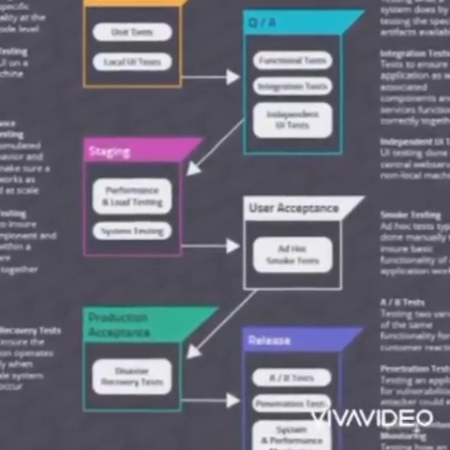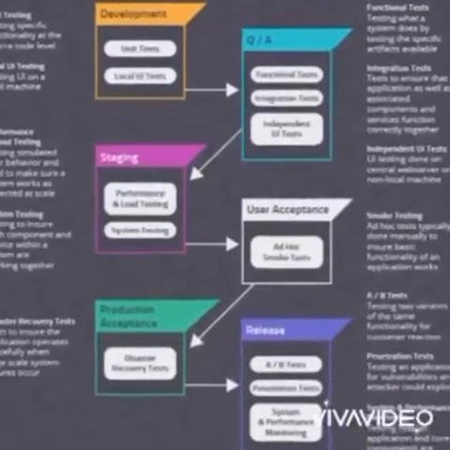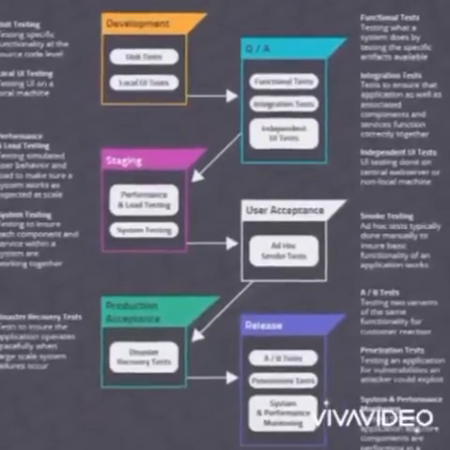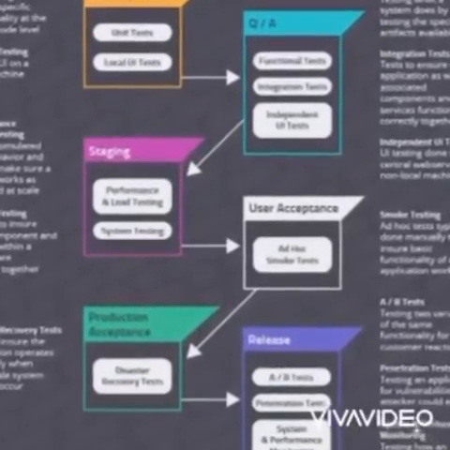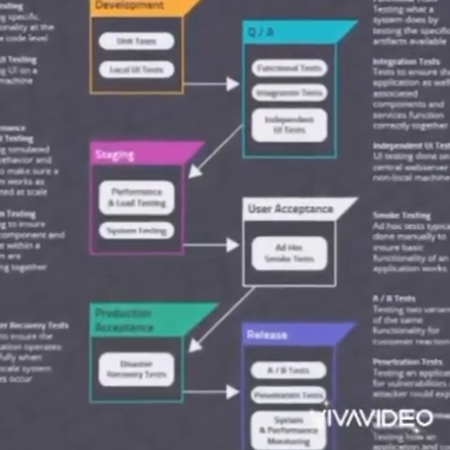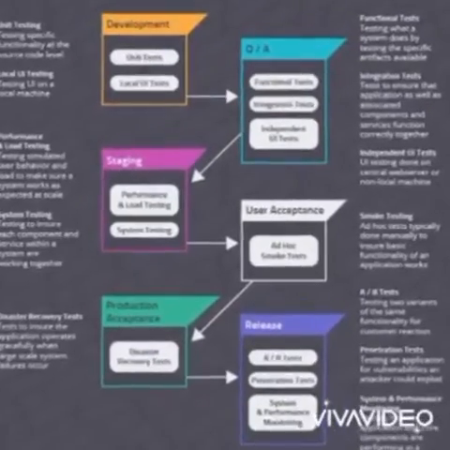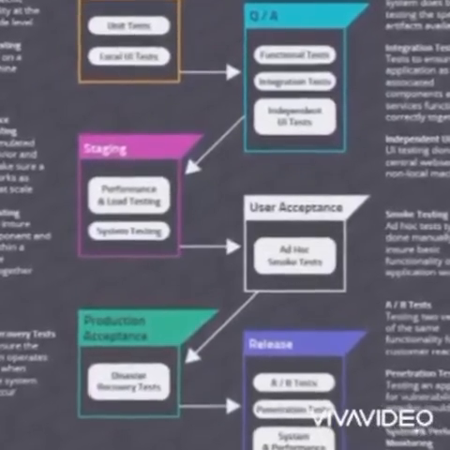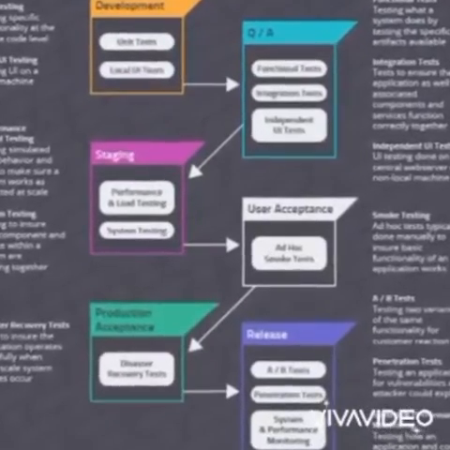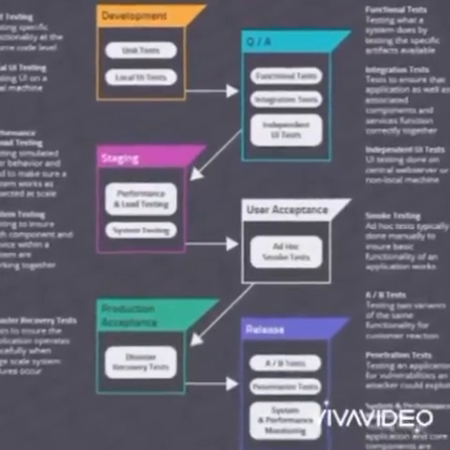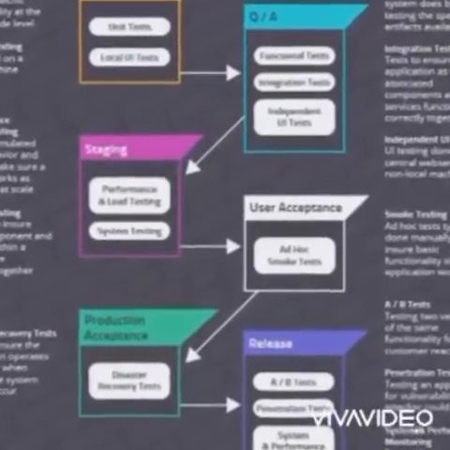Production acceptance. Disaster recovery test. Test to ensure the application operates gracefully when large-scale system failures occur. Release. A/B test. Testing two variants of the same functionality for customer reaction. Penetration test. Testing an application for vulnerabilities an attacker could exploit. System and performance monitoring. Testing how an application and core components are performing in the production environment.